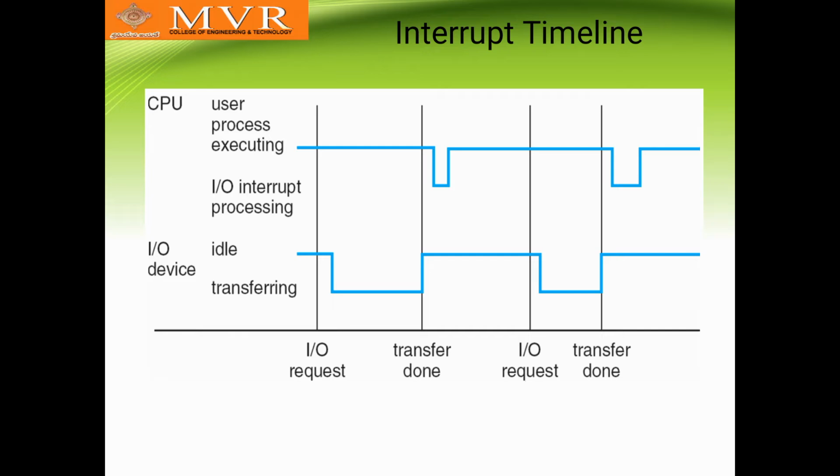I/O request and transfer done are the operations, and the factors involved in the interrupt timeline are the CPU, input output interrupt processing, and the input output device. These are the three factors. Here we can calculate: if the I/O request is sent, then the interrupt is up in the timeline. If the interrupt request is not sent, then it will be in the down square box.